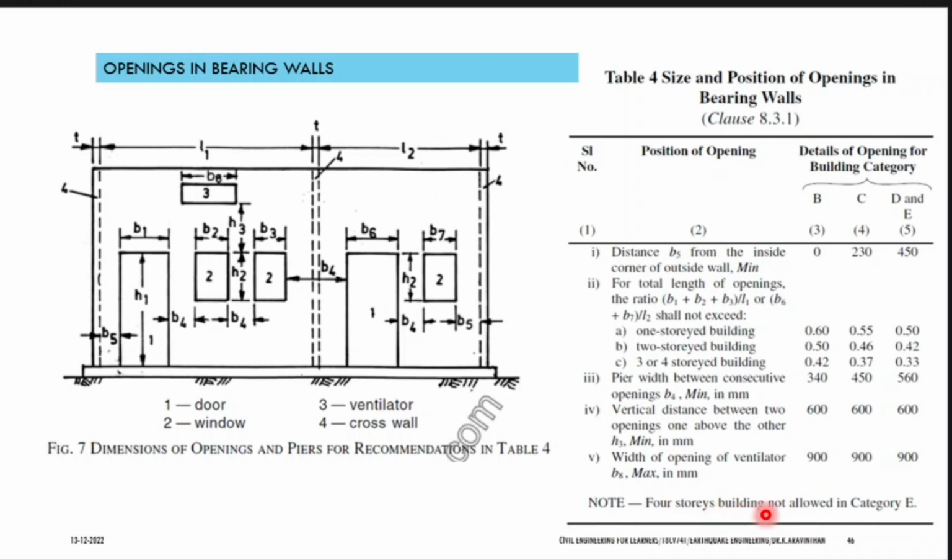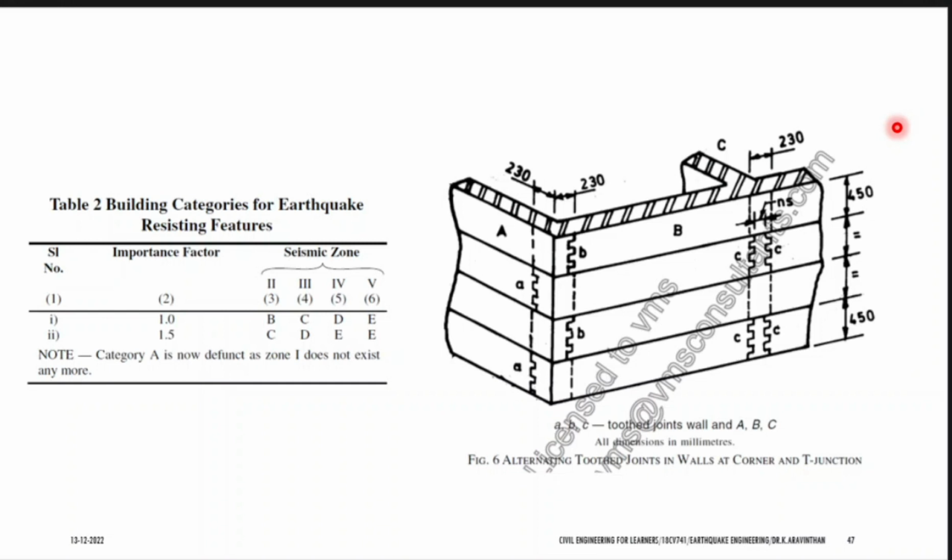Note, 4-story buildings are not allowed for category E. If you are constructing a 4-story building, you should not use category E. Why? Because in a 4-story building, if too many openings are there, there is a possibility of collapse. Do you have ductility in brick masonry? You are not even using reinforcement. All are only bricks and mortar. What happens? Sudden crushing will happen. Table 2, building categories for earthquake resistant features. If you are having importance factor 1, seismic zone 2, 3, 4 and 5.